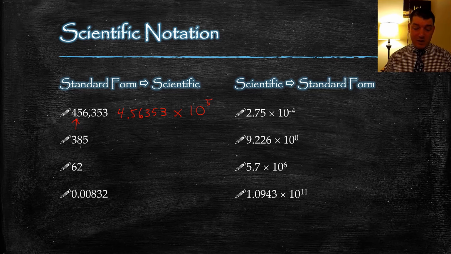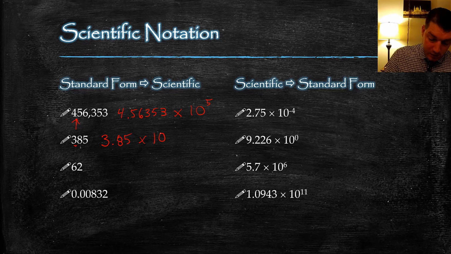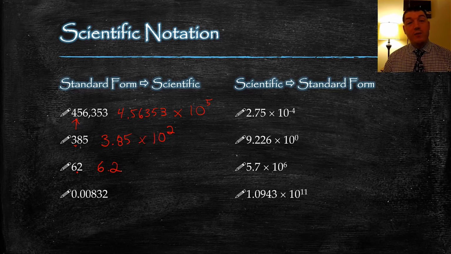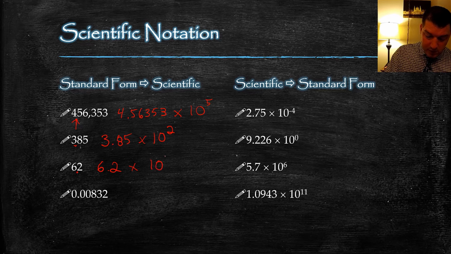I'm going to move a little faster now that we've done that. Decimal place to the right of the first non-zero number, which is a 3. That gives me 3.85 times 10 to some power. That number is greater than 10, so it's going to be a positive exponent. I have to move it 2 places, so it's an exponent of 2. Next, the decimal point goes between 6 and 2. That's to the right of the first non-zero number. That's 6.2. That number is greater than 10. I have to move the decimal place one place. So that's times 10 to the first power.